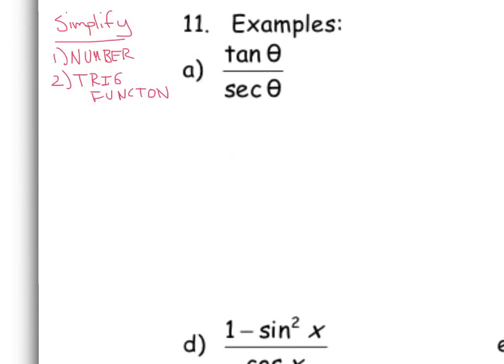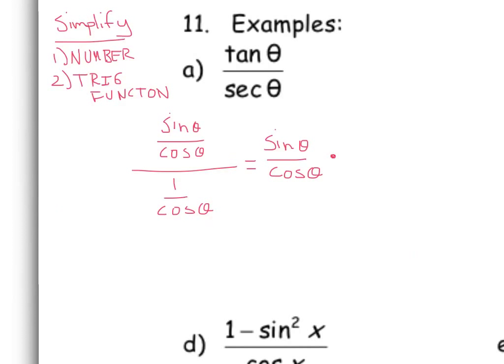All right, tangent, we know, is sine of theta over cosine of theta. And what is secant? Secant is 1 over cosine of theta. So what are we doing? We are dividing a fraction by another fraction. So we learned a long time ago that anytime you're dividing fractions, you keep the top fraction and you change to multiplication and you flip the bottom fraction and you multiply.